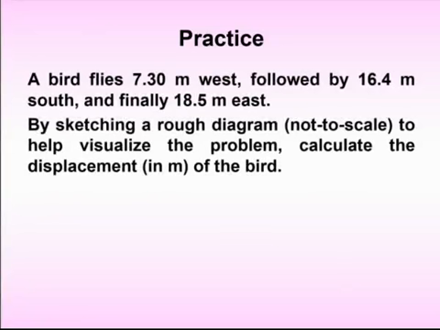So basically, I want to give you a chance to do a problem without a perfect grid given to you, just a generic diagram. So a bird flies 7.3 meters west. Okay, pencils, anyone, or everyone's good? Okay, so a bird flies 7.3 meters west, followed by 16.4 meters south, and then finally 18.5 meters east.